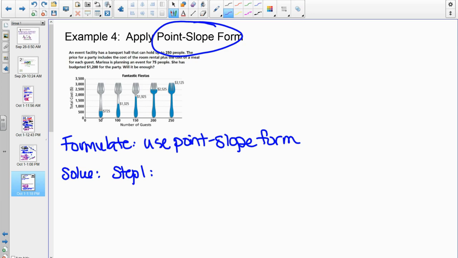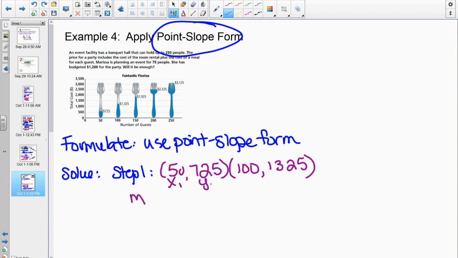So x is 50, and it looks like y is 725. I'll erase that so it looks better. X is 50, so if 50 guests come, it's 725. Second one here, if 100 guests come, double that, it's going to cost us 1,325. So you can tell it's not linear because it didn't go up at the same rate. So find your slope.